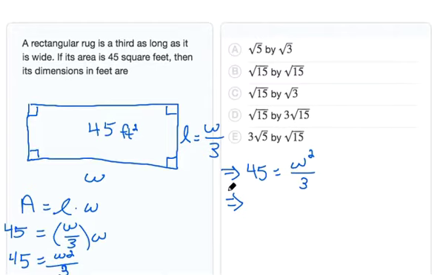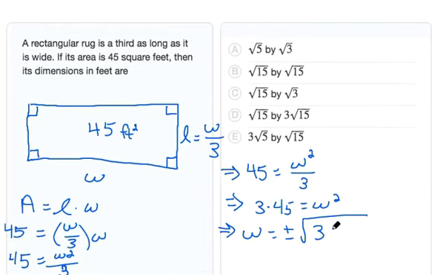And we'll end up with 3 times 45 should equal W squared. Now we can multiply 3 times 45 out, or we can leave it factored. We're going to have to take the square root of both sides, so let's do that first. So W will equal plus or minus the square root of 3 times 45. Now, from our square root, we do technically get a plus or minus, but remember W represents a length, so we can eliminate the negative choice since length cannot be negative.